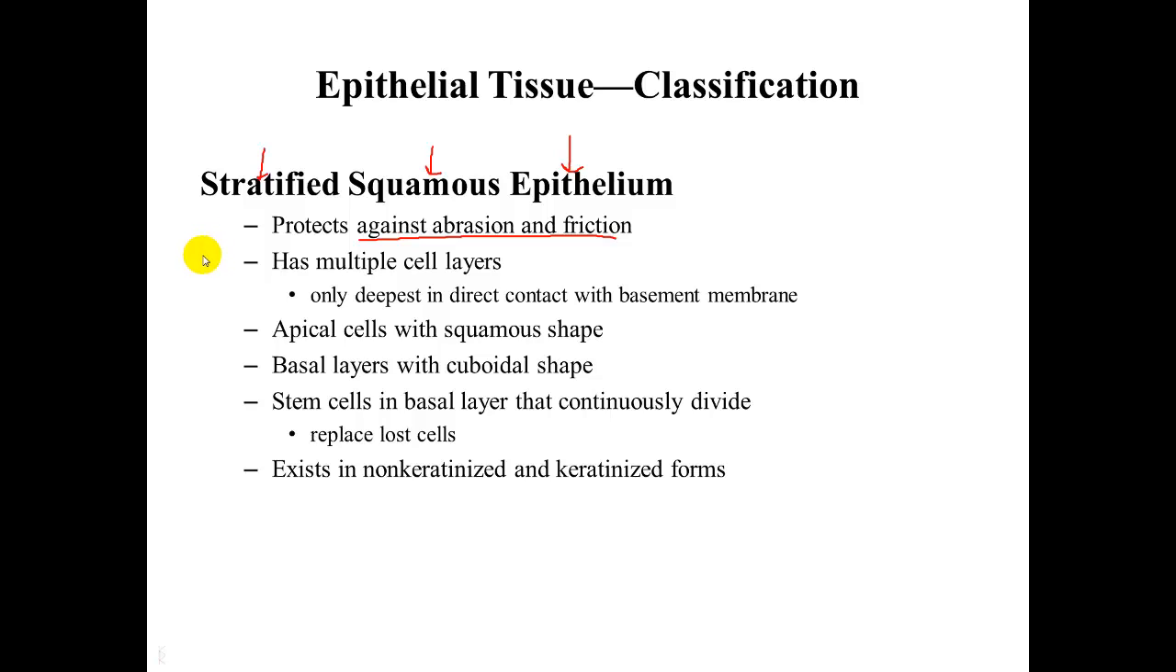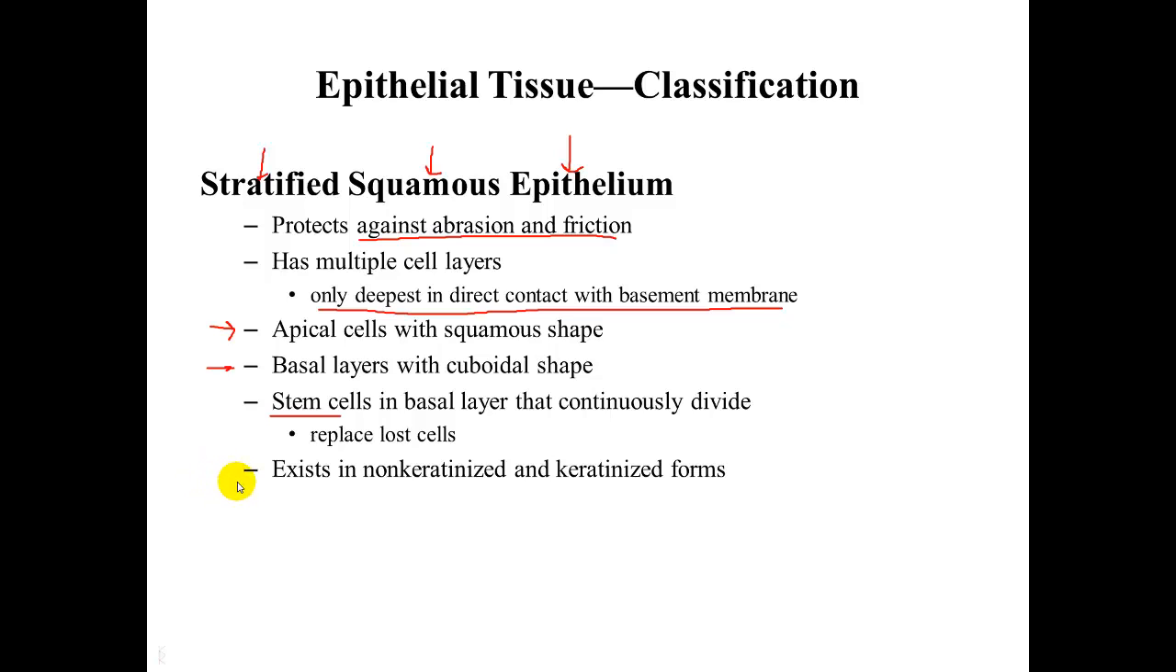It has multiple cell layers. Only the deepest is in direct contact with the basement membrane, that is the basal side. The apical side is the cells that have the squamous shape. Those are the ones used to recognize these tissues through a microscope as being squamous cells. The basal cells have more of a cuboidal shape. In that basal layer, next to the basement membrane, you will have the stem cells. These are the cells that are continuously dividing, that are going to replace the cells that you lose from the apical surface.